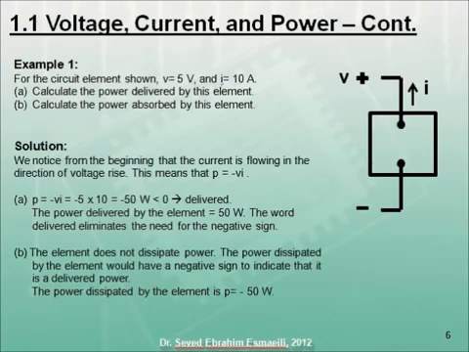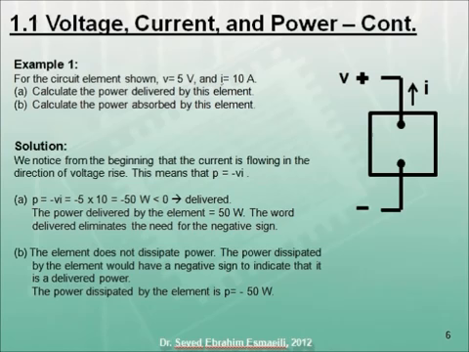In this example and for the circuit element shown, V equals 5 volts and I is equal to 10 amps. In part A, we need to calculate the power delivered by the element. In part B, we need to calculate the power absorbed by this element. The first step in calculating the power, as was explained in the previous slide, is to check the direction of current flow with respect to the voltage across the terminals of the element.